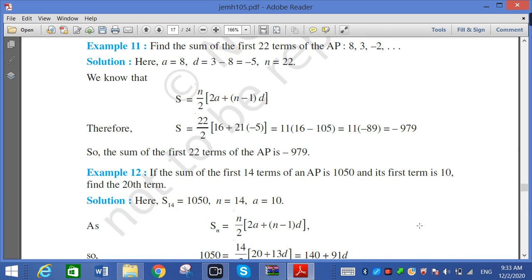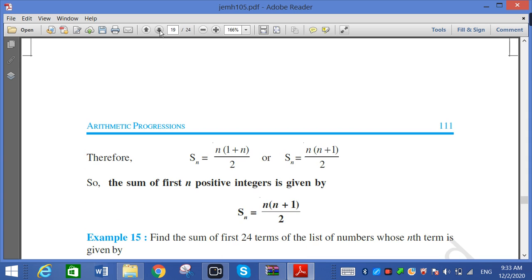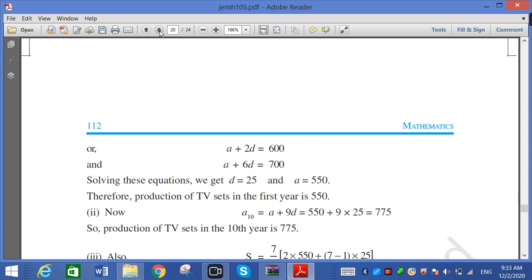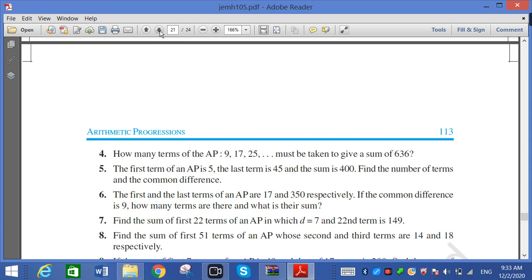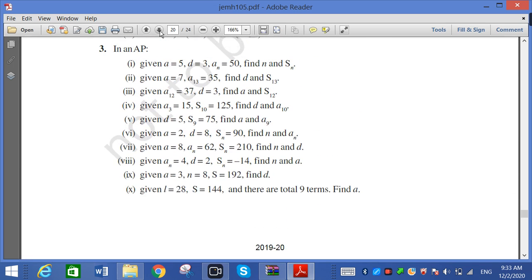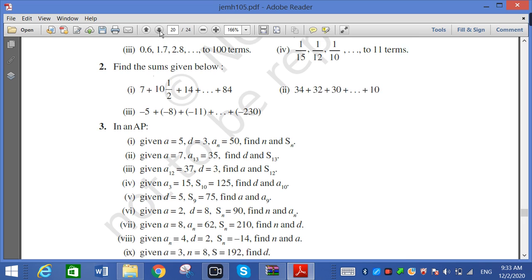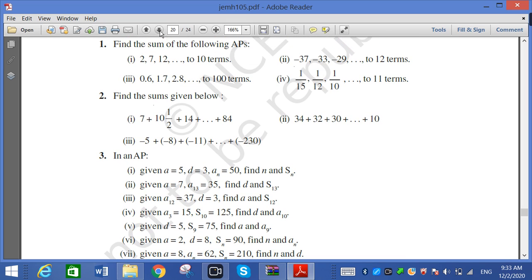So now we have to start exercise 5.3 and question number 1 and 2 we have to do. So what is our target? That we have to do all sums compulsory, 1 to 12. Then we have to start the exercise. So here we have to start. Question number 1.